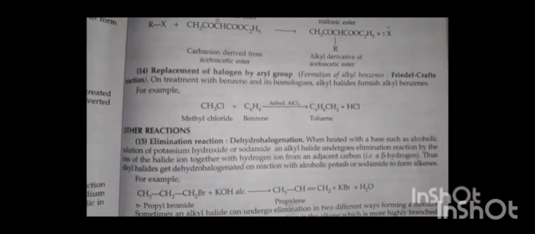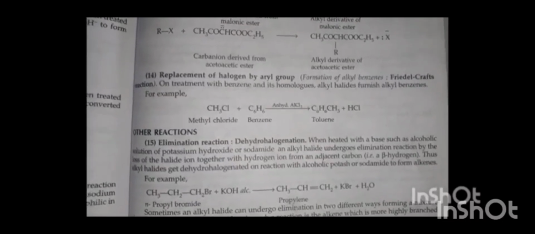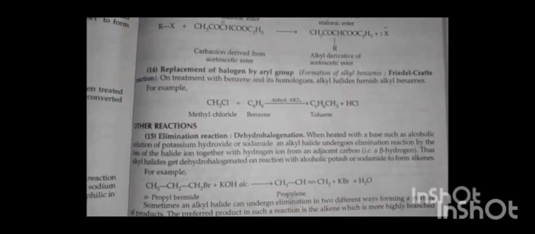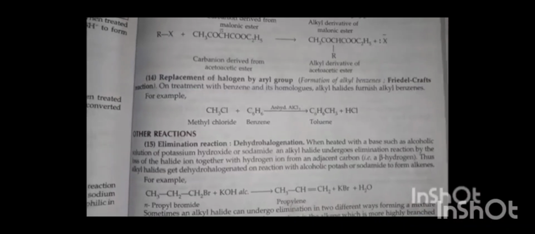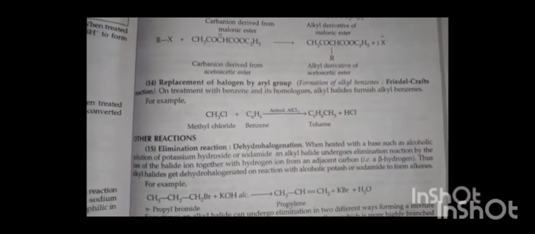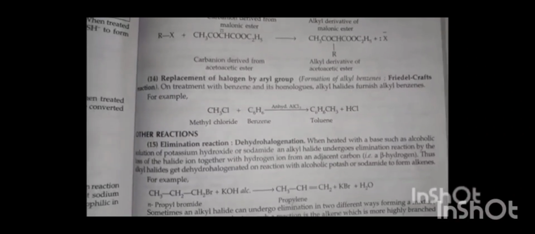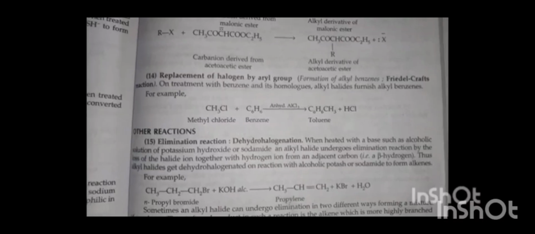Next is replacement of halogen by aryl group. Formation of alkyl benzene. In the Friedel-Crafts reaction, on treatment with benzene and its homologues, alkyl halides furnish alkyl benzenes. Other reactions: elimination reaction, dehydrohalogenation, when treated with a base such as alcoholic solution of potassium hydroxide or soda amide. An alkyl halide undergoes elimination reaction by the loss of the halide ion together with a hydrogen ion from an adjacent carbon, that is, a beta hydrogen. The alkyl halide gets dehydrohalogenated on reaction with alcoholic potash or soda amide to form alkene.